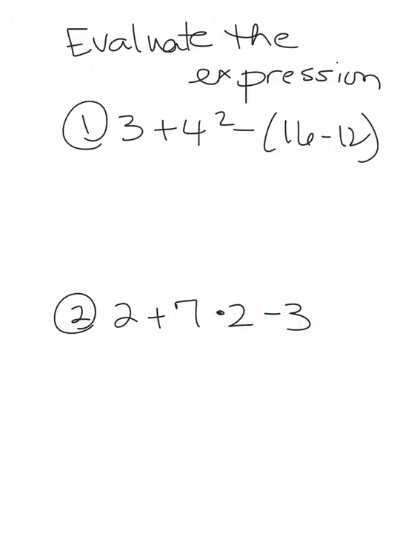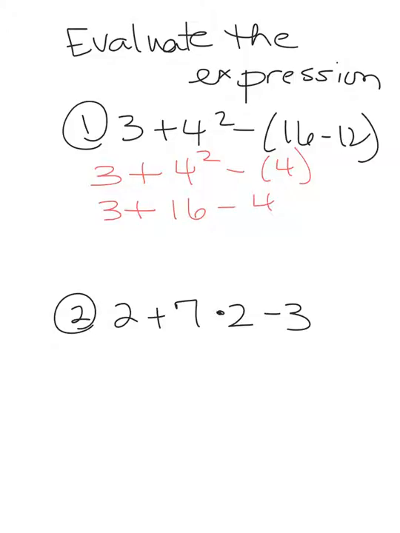Okay, and looking at our first example, the directions tell us to evaluate the expression, so we're going to find a value. And I noticed in number 1 that there's parentheses, so I know I need to work with that first. So I'm just going to rewrite what I have initially, 3 plus 4 squared minus, and in parentheses I have 16 minus 12, which is positive 4. Now I'm going to clean up my exponents. That's my next item in order of operations. So I have 3 plus 4 squared is 16, and that becomes a negative 4.